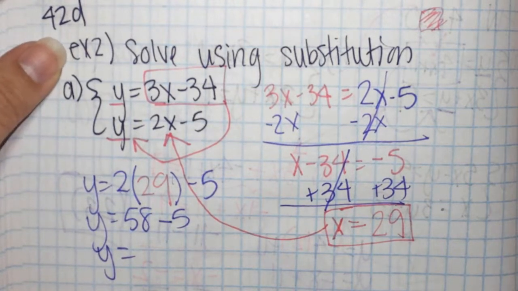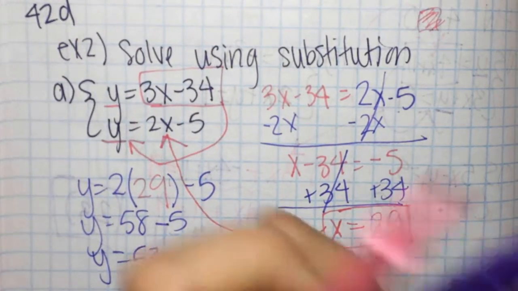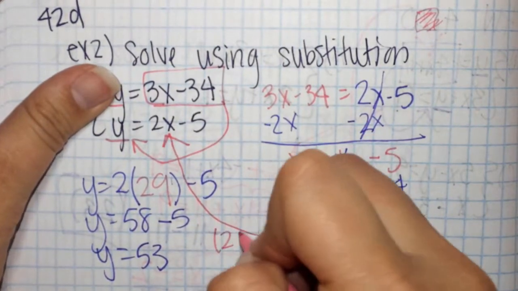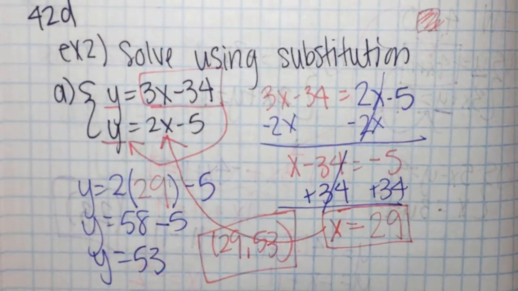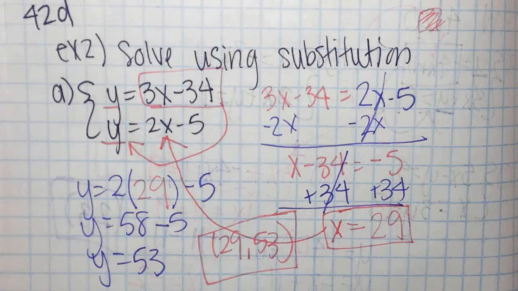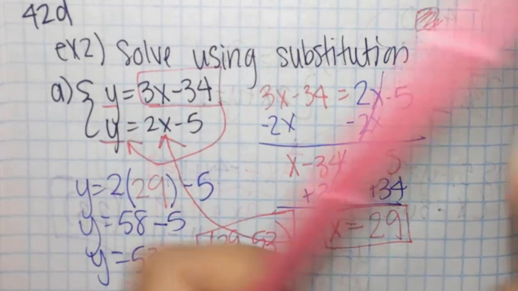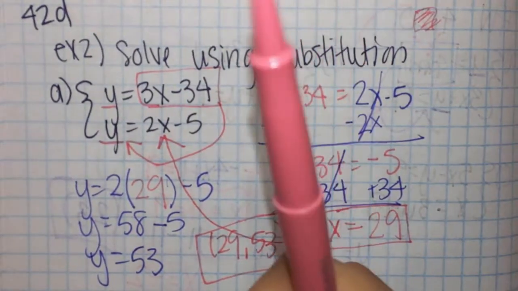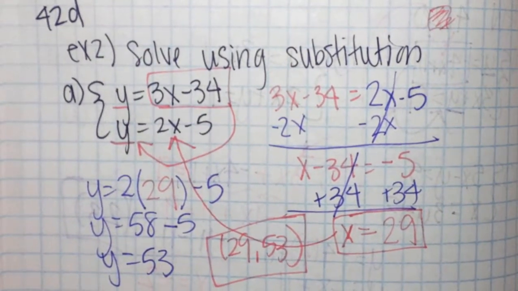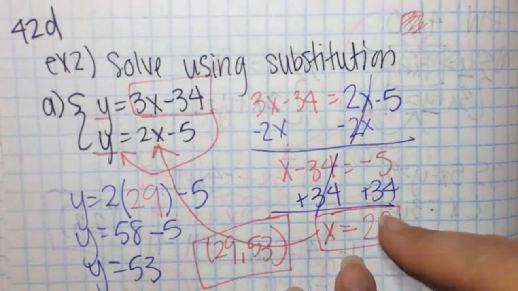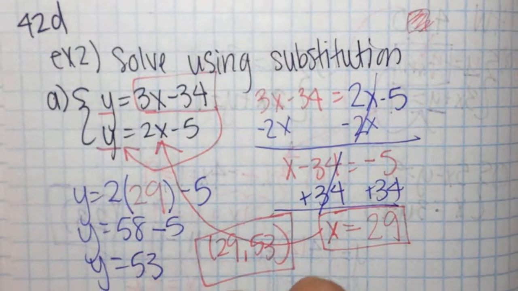Alright, and what is 58 minus 5? 53. Now, how do we write our answer? 29, 53. Yes, because that's x. So remember, it's x then y. X then y, x then y, alphabetical order.